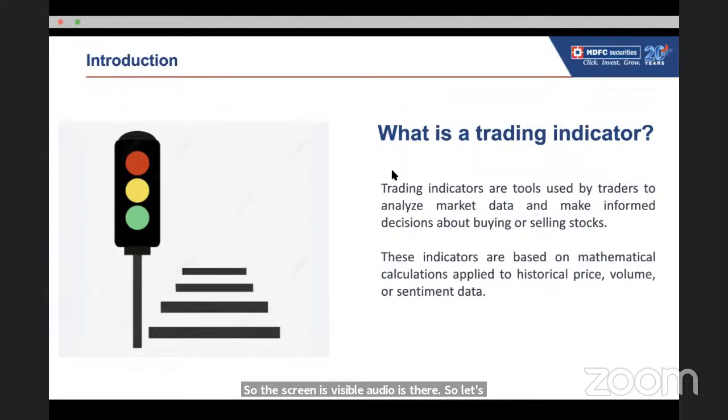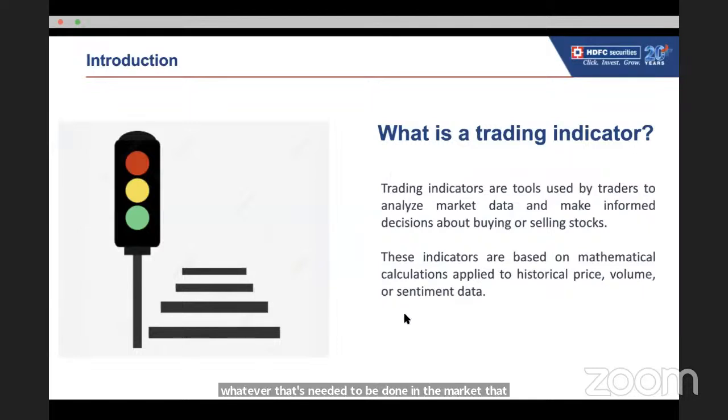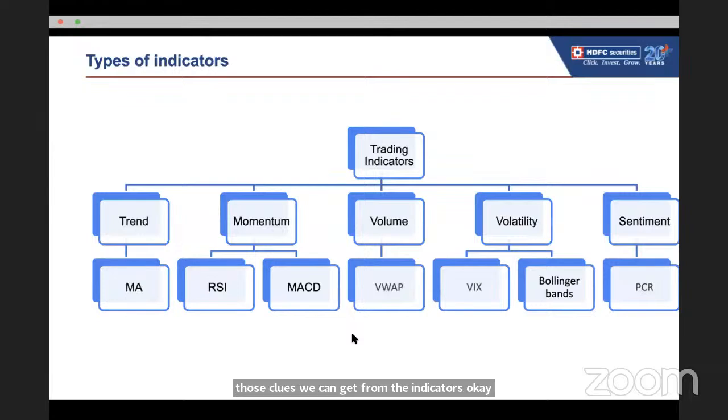That's how the indicators are going to help you give all the logic behind your trades, show you the direction of the market, and whatever is needed in the market, those clues we can get from the indicators. These are some of the broader categories of trading indicators. The trend indicator, in that we have moving averages. Next is the momentum indicator, in that we have RSI and MACD. You must have heard those names.